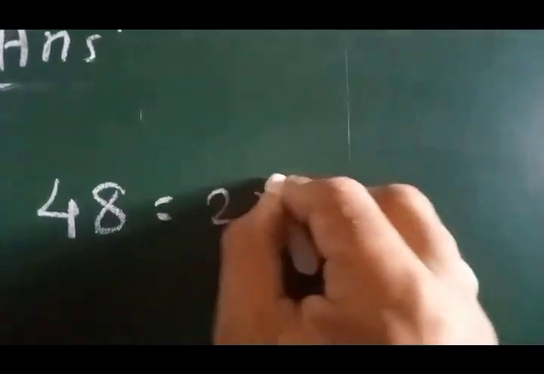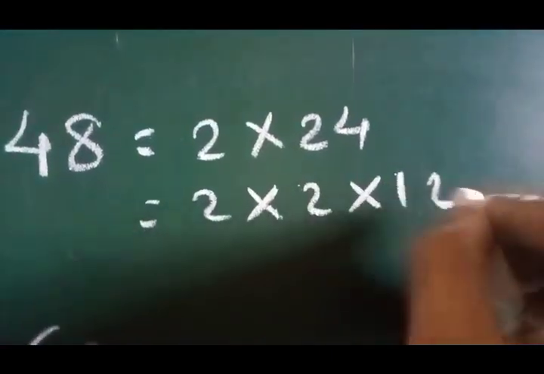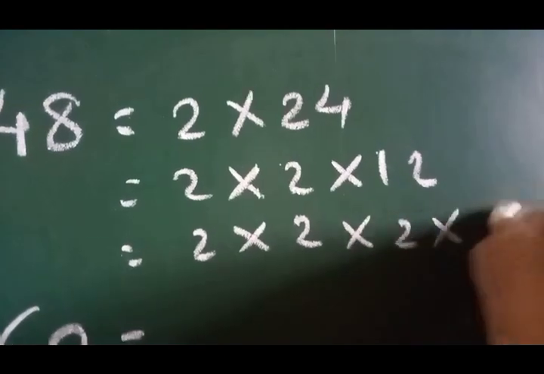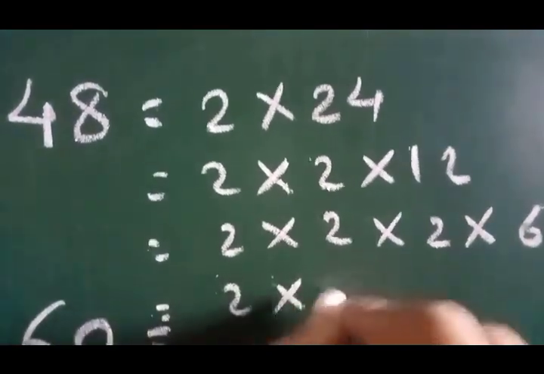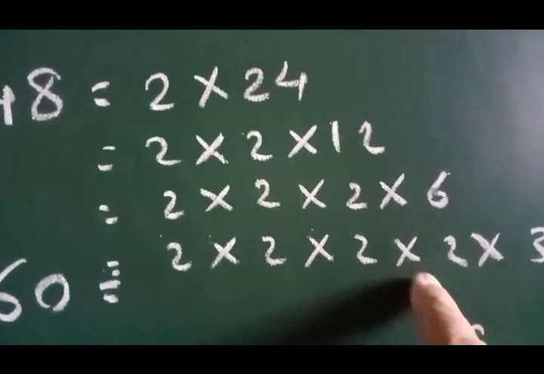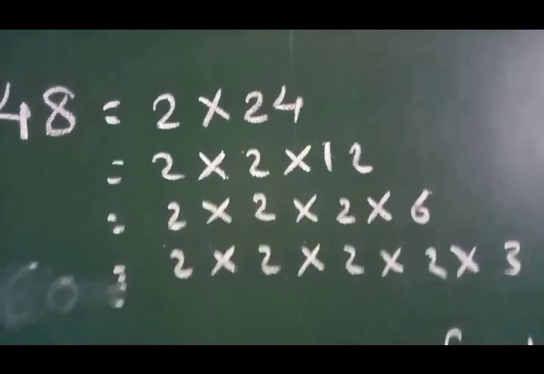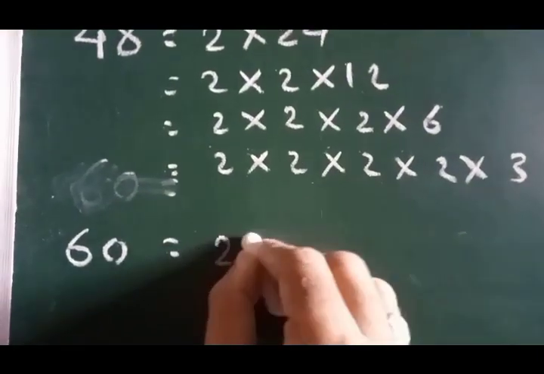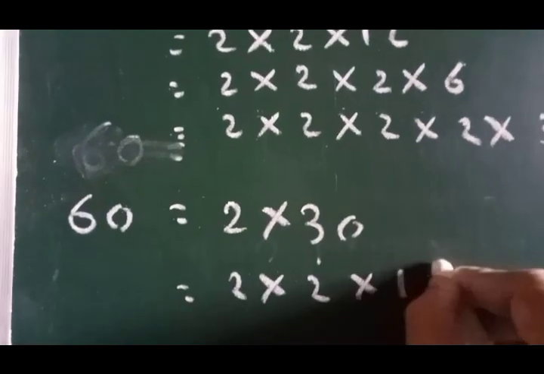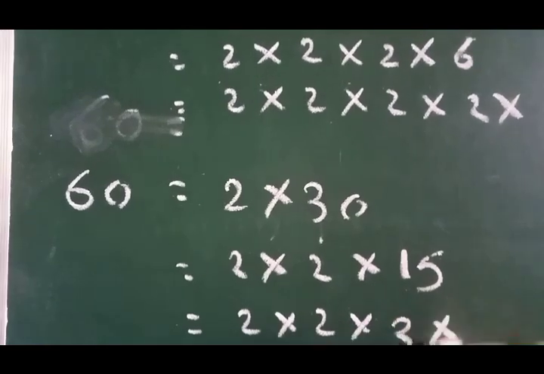Here 2 into 24, then 2 into 2 into 12, then 2 into 2 into 2 into 6, then 2 into 2 into 2 into 2 into 3. Then 60. Here 2 into 30, 2 into 2 into 15, then 2 into 2 into 3 into 5.